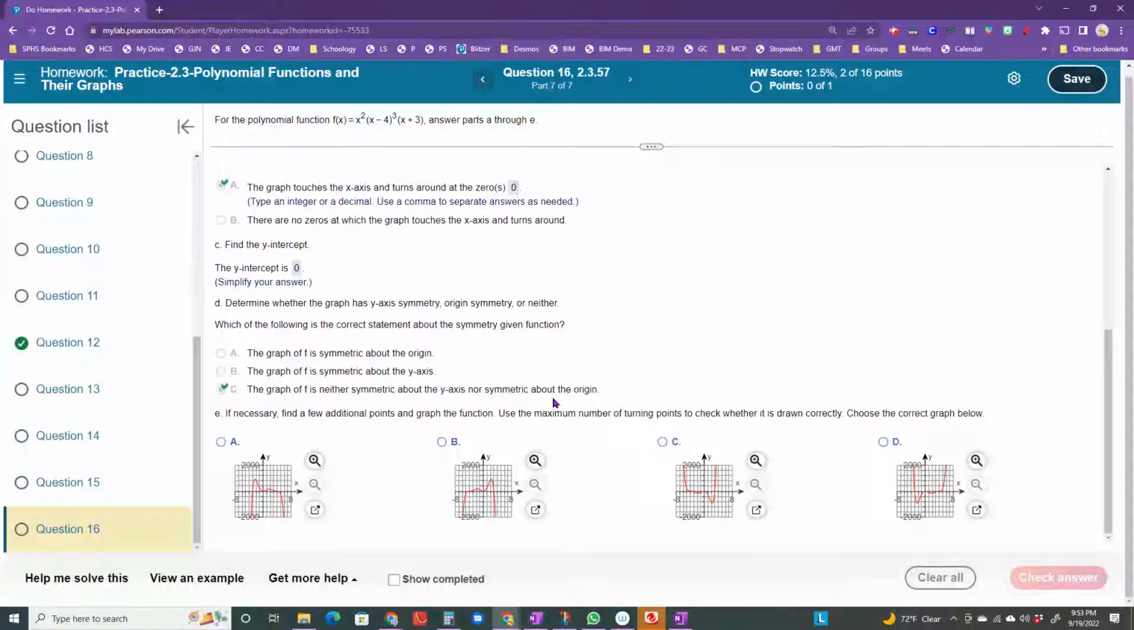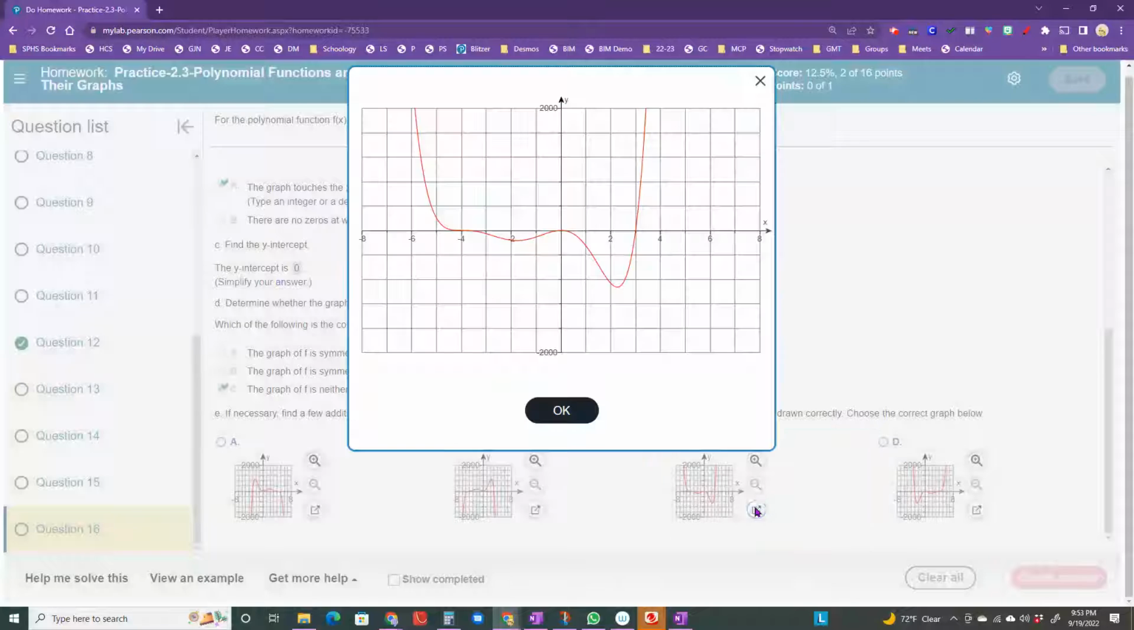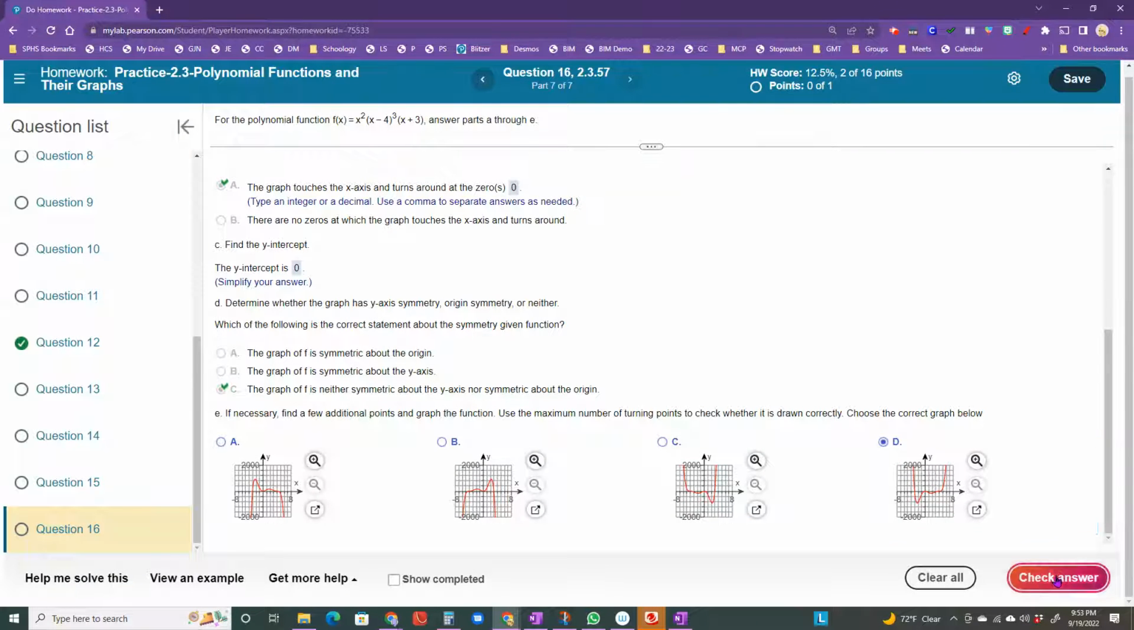And now I just got to pick the graph. So I said that my arrows went up and up, so I don't have to worry about this one or this one. Now I have to figure out which of these it is. Okay, so think about your zeros. My zeros were at 4 and -3. So if I click on this button to enlarge it, do I have it at 4 and -3? And that is not the correct graph. So this is the correct graph.